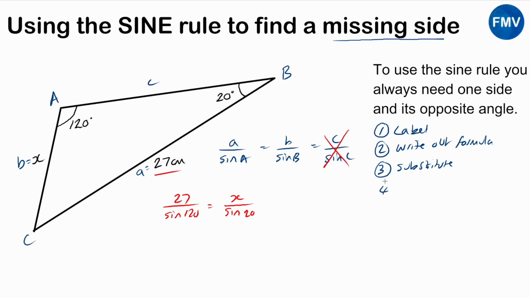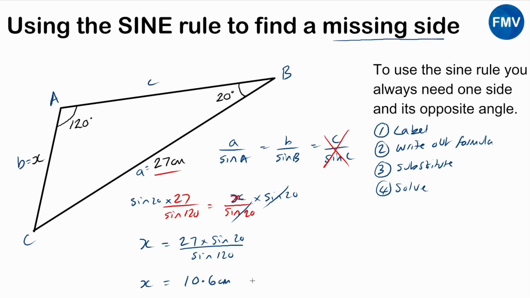Step four is to solve it. So we are now just going to rearrange this to find the value of x. We're going to multiply both sides by the sine of 20. So in this case they cancel. We are left with x is equal to, just going to neaten this up a little bit, 27 multiplied by the sine of 20 over the sine of 120. Just put this into your calculator. You will get 10.6 centimeters, and I have rounded that to 1 decimal place.